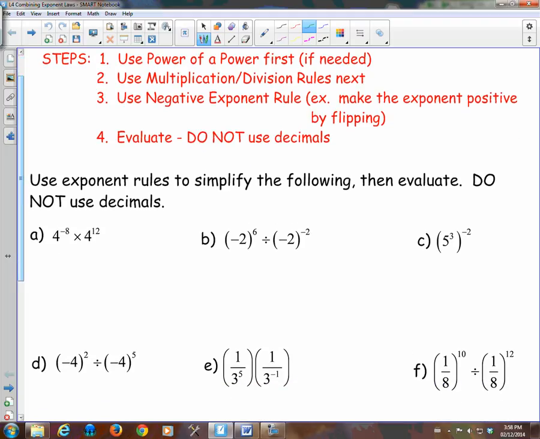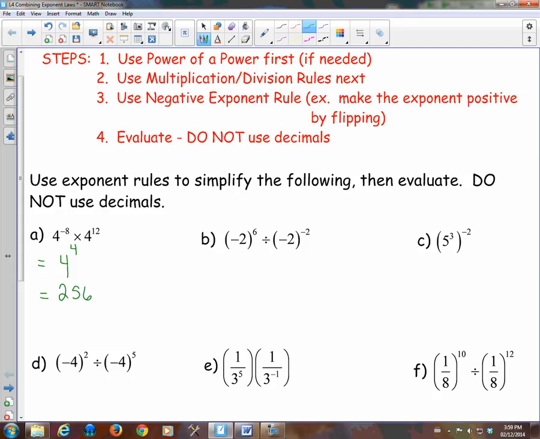So if I look at A, I see there's a negative exponent. I'm not going to do any flipping. I am going to look at the question and see that it's multiplying. So I'm going to use my multiplying rule, which means that I will add my two exponents together. Negative 8 plus 12 is 4. And now that I've added them together, there's no more negative exponents, so I don't have to worry about flipping anything. I'm just going to get out my calculator and do 4 to the exponent 4, which will give me 256.